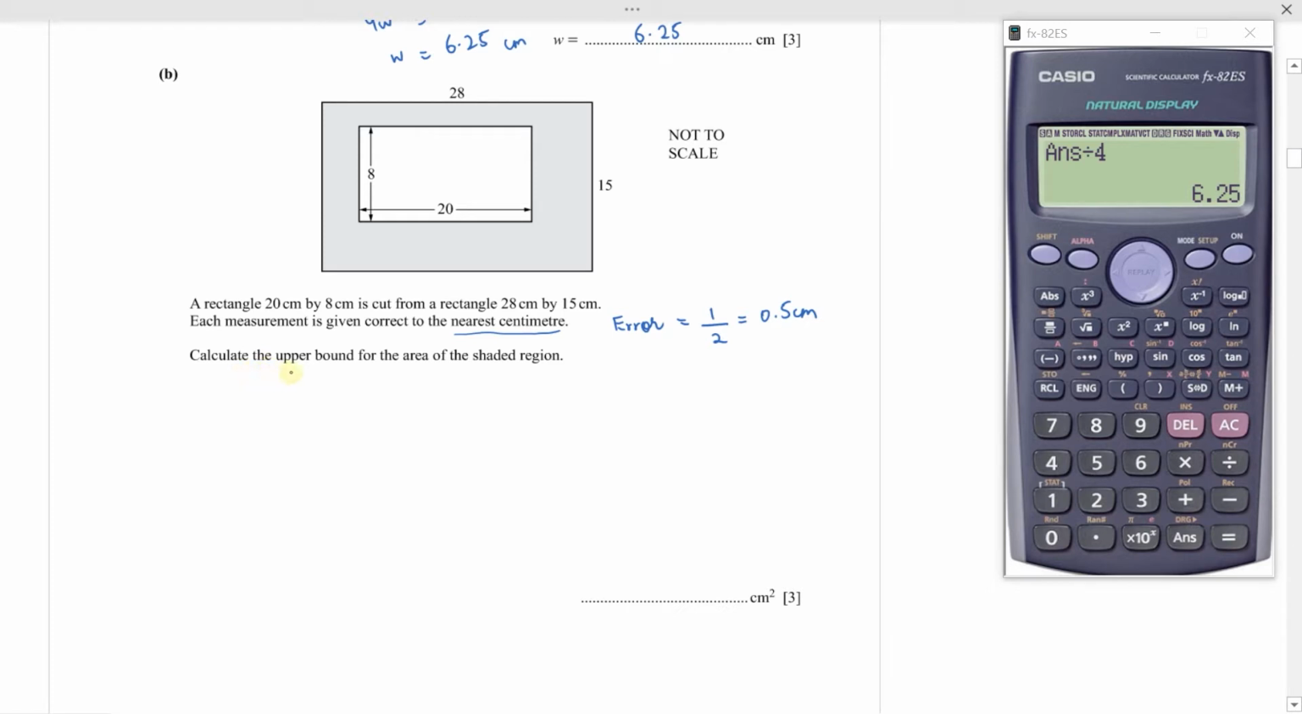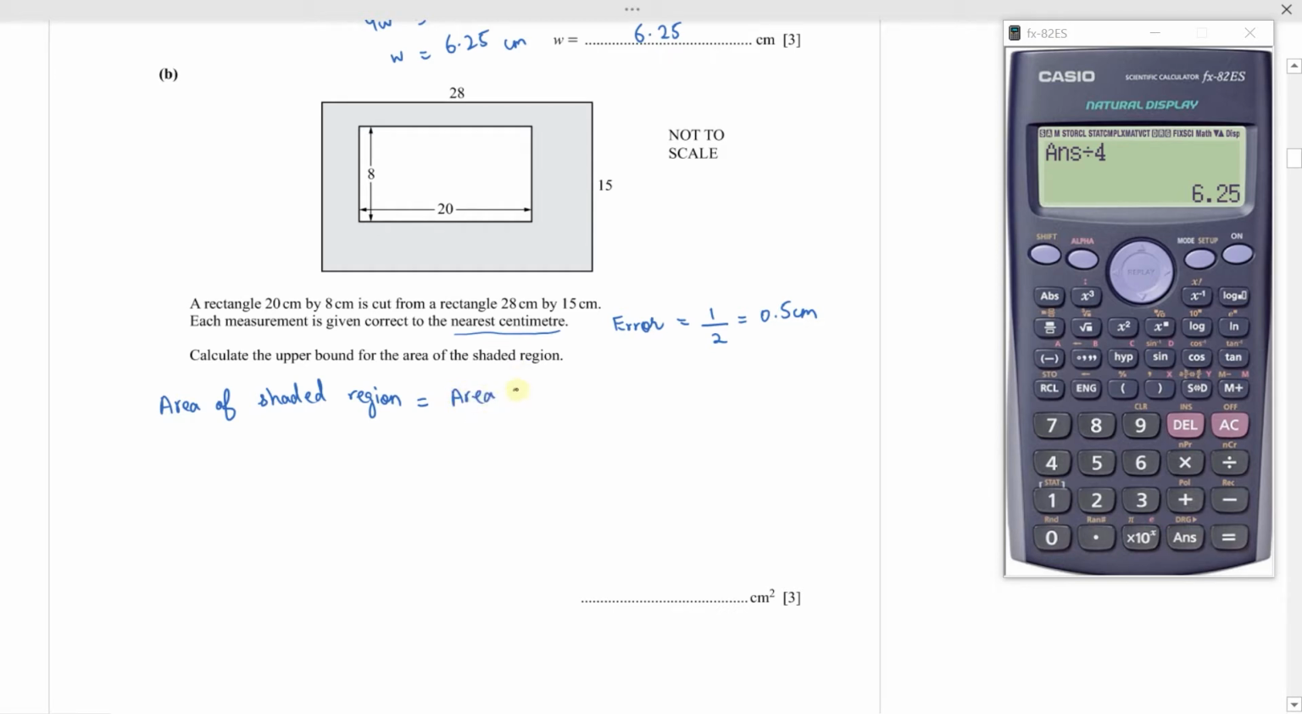So you have to find the upper bound for the area of the shaded region. So this is your shaded region, and you have to find the upper bound for its area. So let's first formulate what will be the area of the shaded region. The area of the shaded region is the area of this big rectangle minus the area of this small rectangle. This will give you the area of the shaded region.